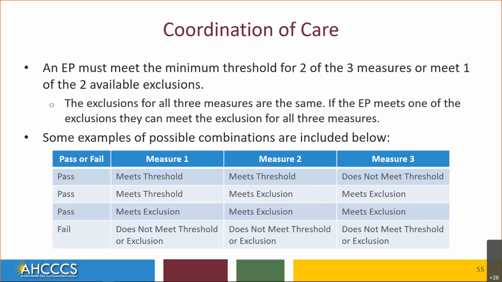The third example shows that the provider attested to the exclusion for all 3. And keep in mind that the 2 exclusions that are available underneath this objective are available for measures 1, 2, and 3. Now, in the last scenario, it shows that the provider is failing because the provider does not meet the threshold or exclusion for measures 1, 2, or 3.